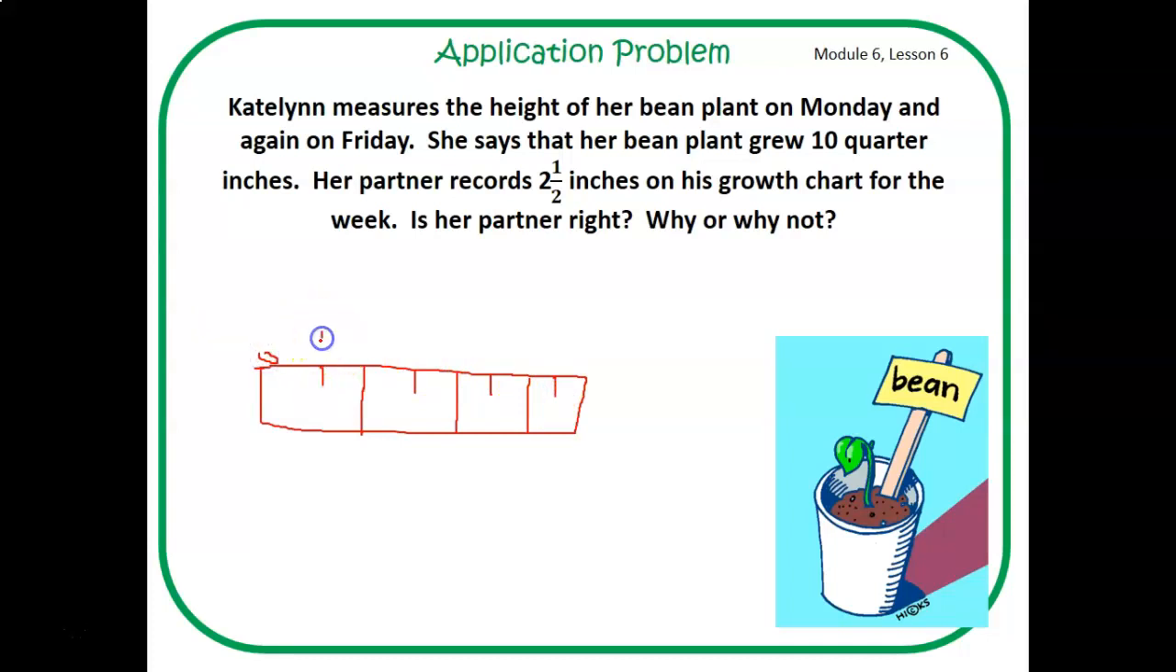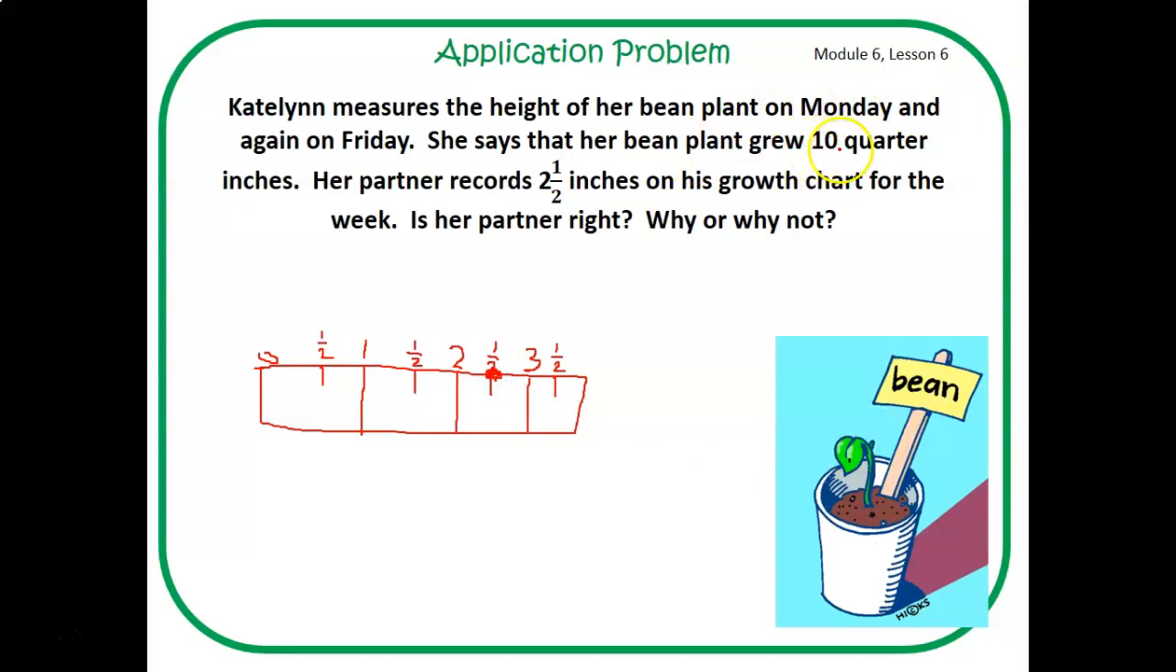And then 1/2, and we have 1 and 1/2, 2 and 1/2, 3 and 1/2. Okay, so at this point, we have to look back up into the directions and see what it says. Her partner records 2.5 inches. So that's going to be right there.